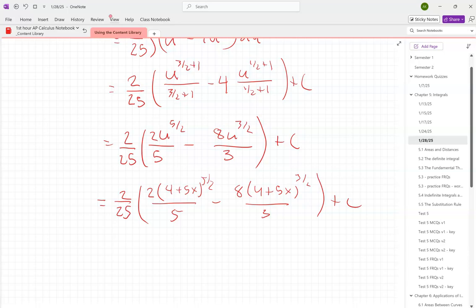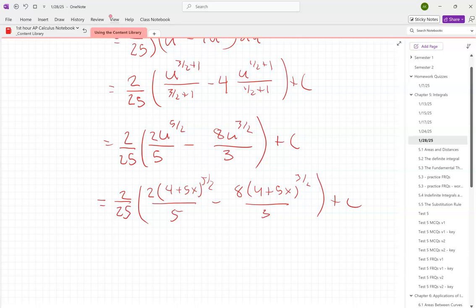Will we ever have to do like a double u substitution? I would not ask you to do that. Yeah, I would not ask you to do something like that. I think that's harder than what needs to be done here. I think that's beyond the scope of a BC calculus question, to be honest with you.